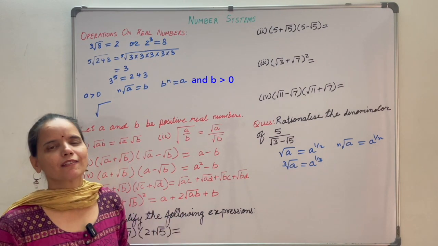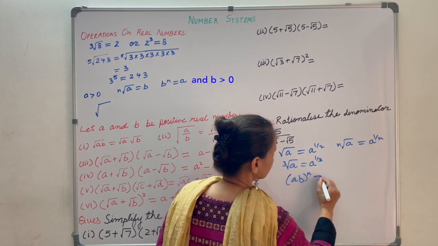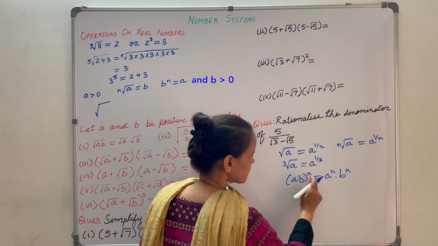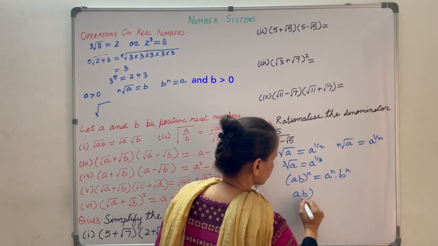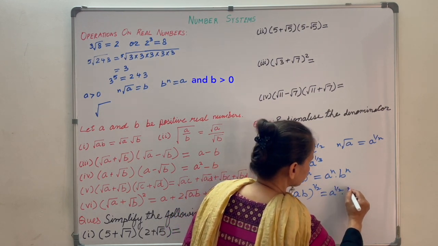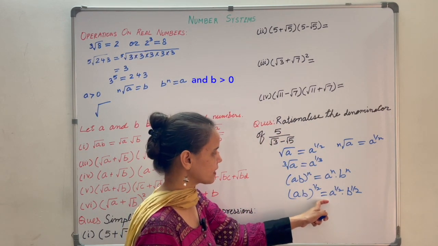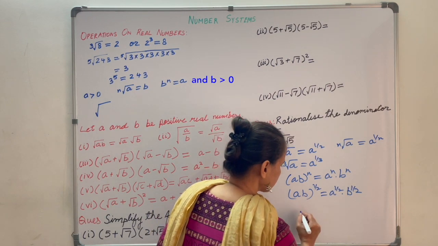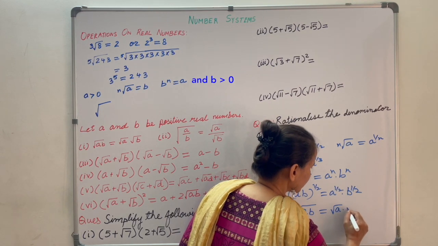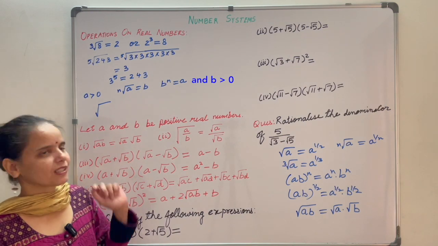So here we are using one law of exponent. Which is that law? AB whole raised power n is equal to A raised power n into B raised power n. Let us replace n with 1 by 2. So here AB whole raised power 1 by 2 is equal to A raised power 1 by 2 into B raised power 1 by 2. Now I am going to use this concept here and rewrite like this. So here I can rewrite it as square root of AB is equal to square root of A into square root of B. So I hope you must have understood how this has come.